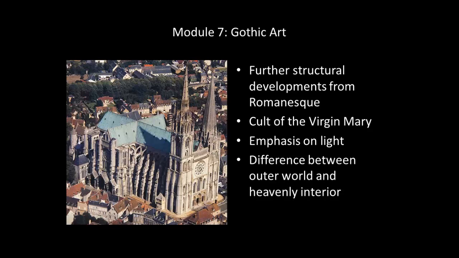That is, they are trying to let light into buildings. They're shaping the way this light comes through, and it has some really specific meanings for the patrons of these buildings. And finally, part of that emphasis on light leads to the significant difference between the outer world, the earthly world, and the heavenly interior that was created through these architectural types, but also this manipulation of light.